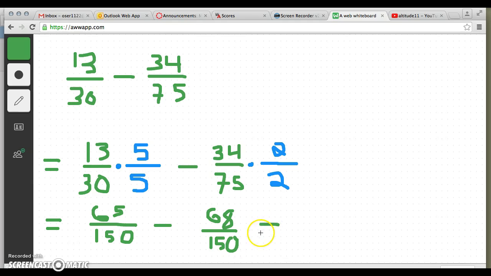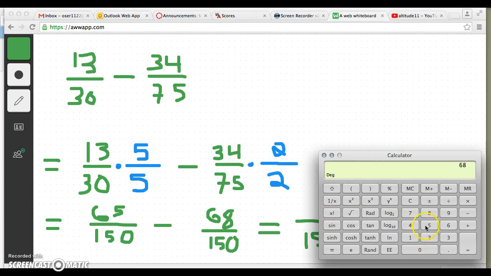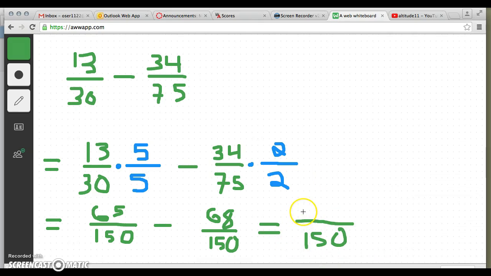So remember, when you actually perform the subtraction, we keep our common denominator of 150, and we only perform the operation of subtraction in our numerators. So we have 65 minus 68. And notice here that we end up with a negative 3. All right, so this here is an answer.